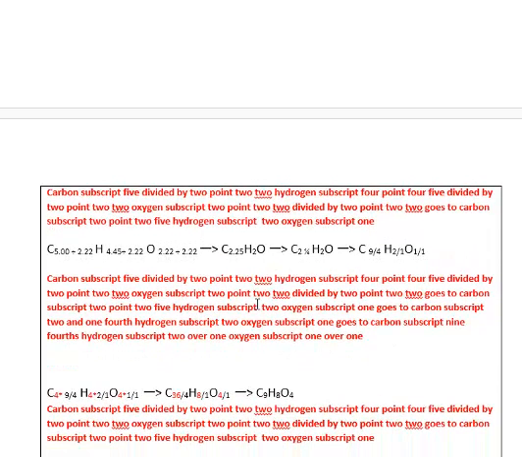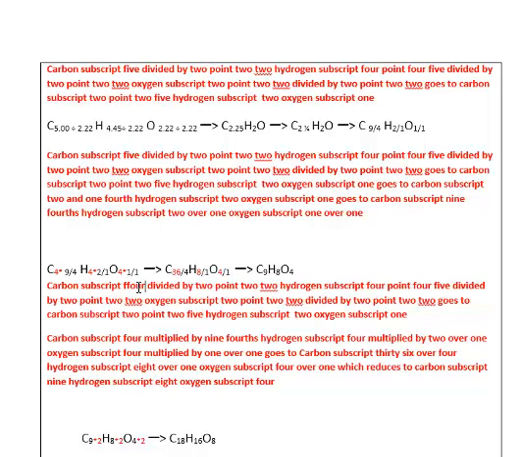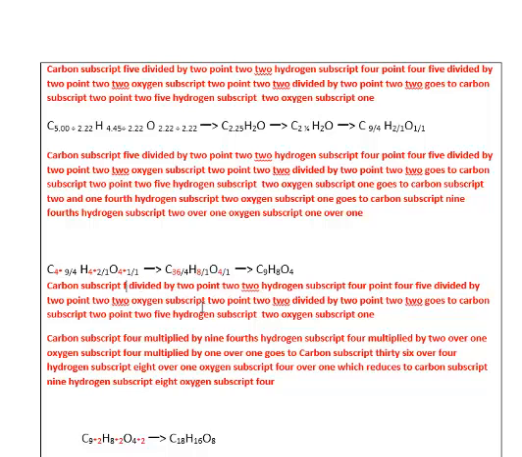Carbon subscript 5 divided by 2.22, hydrogen subscript 4.55 divided by 2.22, oxygen subscript 2.22 divided by 2.22 goes to carbon subscript 2.25, hydrogen subscript 2, oxygen subscript 1 goes to 2 1/4, carbon subscript 2 1/4, hydrogen subscript 2, oxygen subscript 1 goes to carbon subscript 9/4, hydrogen subscript 2/1, oxygen subscript 1/1. Carbon subscript 4, okay, wait a second, something's wrong here.